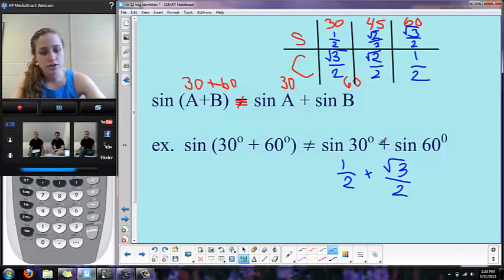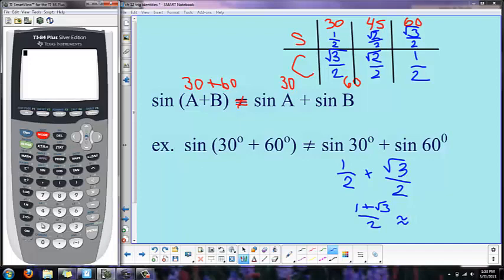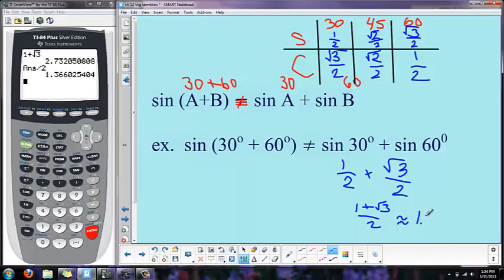Okay, so sine of 30 plus sine of 60 is really 1/2 plus radical 3 over 2, which is equal to about, let's see, 1 plus radical 3, enter, divide by 2, that whole thing is equal to 1.36 something.